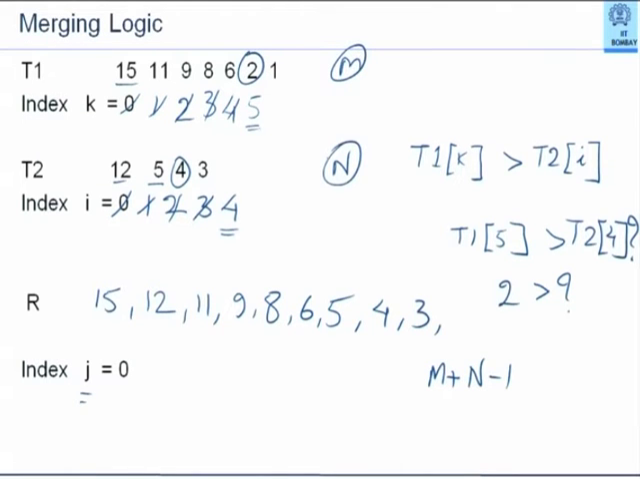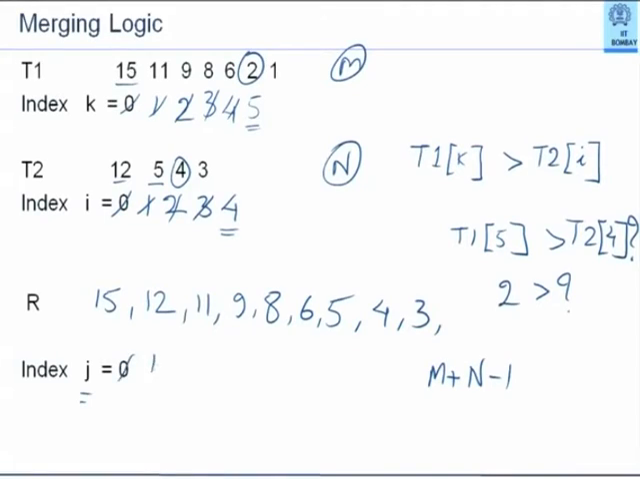If there are m elements in T1 and n elements in T2, the total number of elements in the result array will be m plus n. 0 is the first index, so m plus n minus 1 is the last index. So the moment index j becomes more, by the way, I must keep incrementing j every time. I forgot to mention that. Every time I push a number here, j must be increased. So j keeps track of where the next number is going to come. And whenever J exceeds this, I should stop.